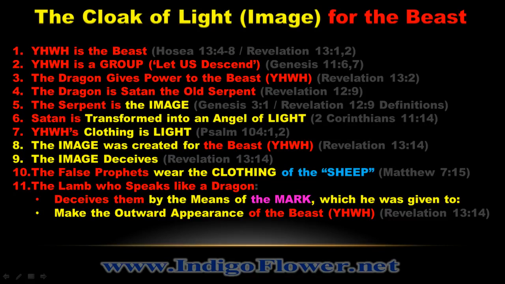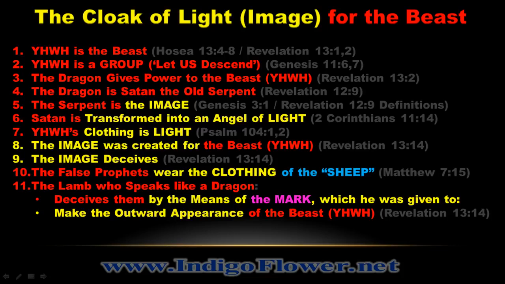And we know the word serpent in the book of Revelation stems from a word that means to appear. And the word for serpent in Genesis 3 literally means image. So we're told the dragon gives power to the beast. The dragon is the serpent, and the serpent is the image. So the texts are telling us the image is giving power to the beast Yahweh. That's a clear relationship explained in the text.